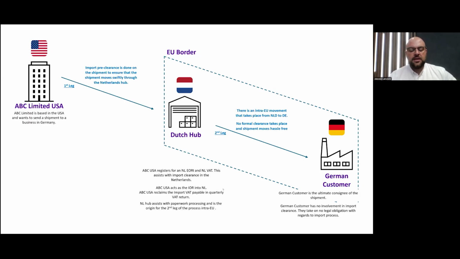The goods then move in an intra-European transfer through to Germany. So, as mentioned previously, because those goods have undergone customs clearance in the Netherlands, there's no further customs clearance required when moving those goods from the Netherlands to Germany. So, for all extents, it's a domestic movement of goods. The German customer, in this instance, would receive their goods, no paperwork, no unexpected bills. The goods would literally move as easily as if you were sending something from Texas to California.